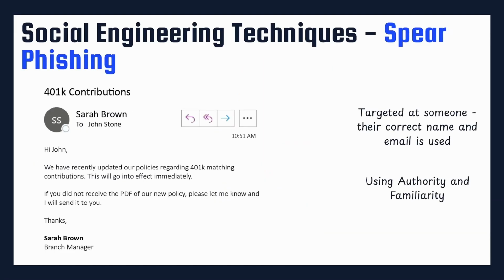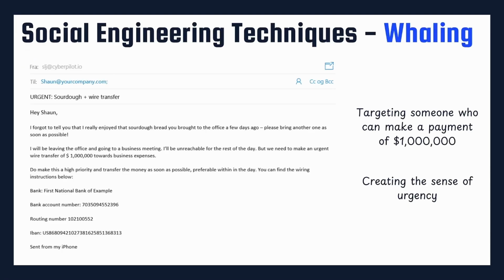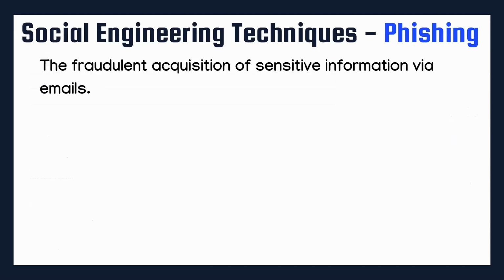This is a targeted attack on someone. They use the correct name and is targeting them with something they probably have, a 401k. Here, the social engineer is targeting someone in a position to make a $1 million transaction on behalf of the business. There are a few defenses you can use to minimize the success of a phishing attack.